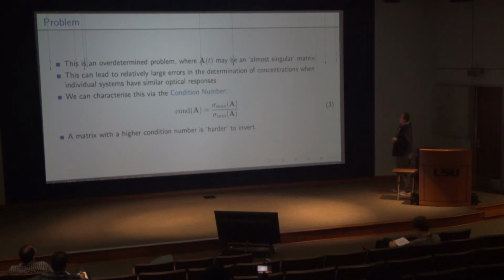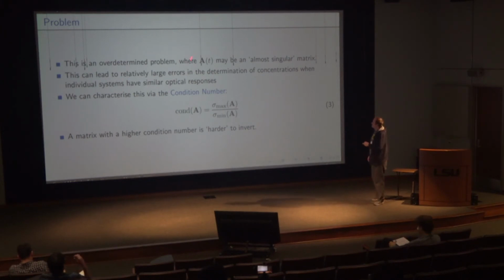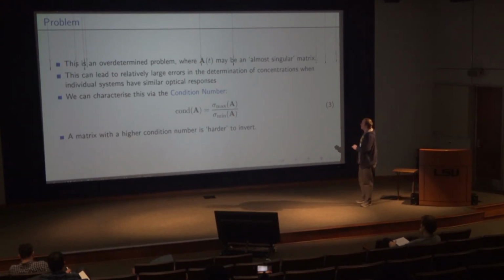And that's mainly that you have a lot of time points and you have n species, and this becomes a very rectangular matrix. And it means that the problem is massively overdetermined. What this can mean is that you can get almost singular matrices here. So when you try to do a direct inversion, what you'll find is that any numerical method, like any pseudo-inverse, anything like this, won't do a very good job. What this ends up leading to is quite large errors in the determination of your relative concentrations. So if you have individual systems which have very similar optical responses, you get quite large errors in determining what their concentrations are.